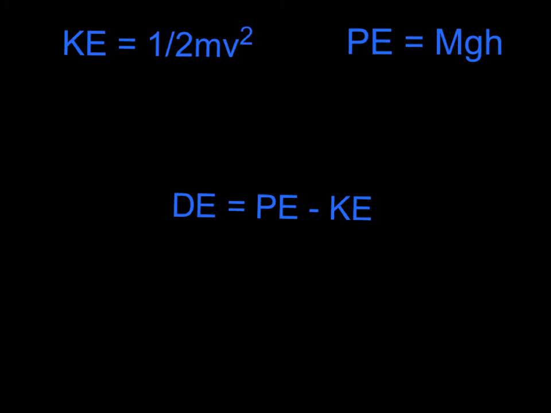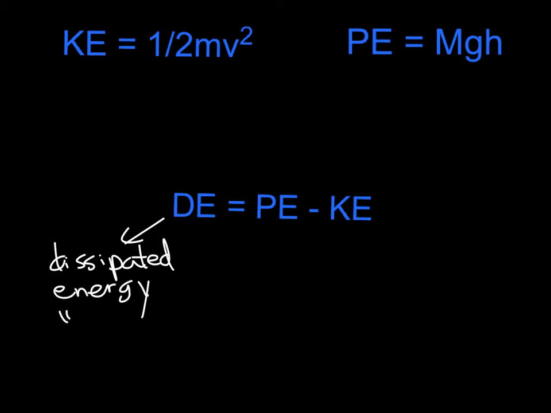The last thing I want to bring up before we go into this lab is that we're going to be using these three formulas, which look scary and everything, but they're really very simple. I'm going to start with the one on the bottom. DE stands for dissipated energy, and dissipated energy is what we're interested in. We want to know how much energy is being lost as that marble rolls down the track.